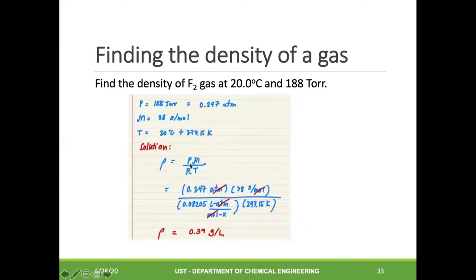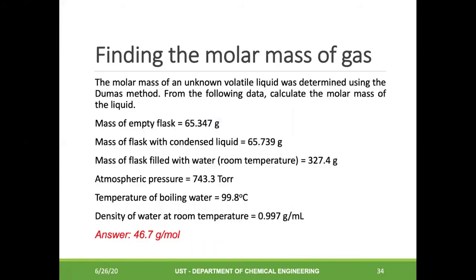So density is pressure multiplied by molar mass divided by RT. Substituting, the atmosphere will be cancelled out as well as the number of moles as well as Kelvin. So density in gram per liter is equivalent to 0.39, or 0.39 gram per cubic decimeter.